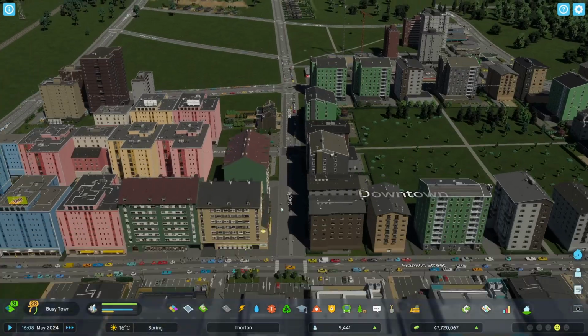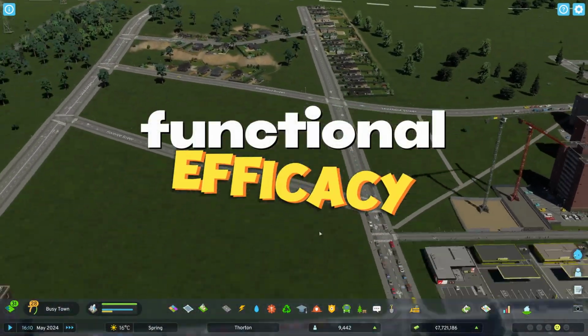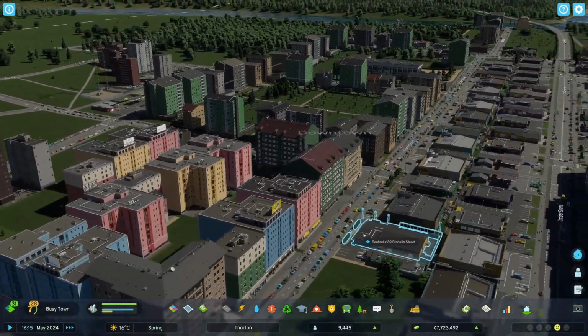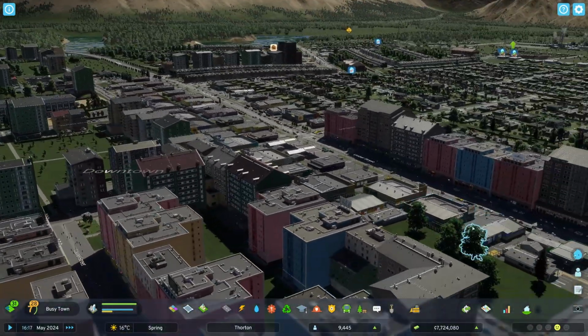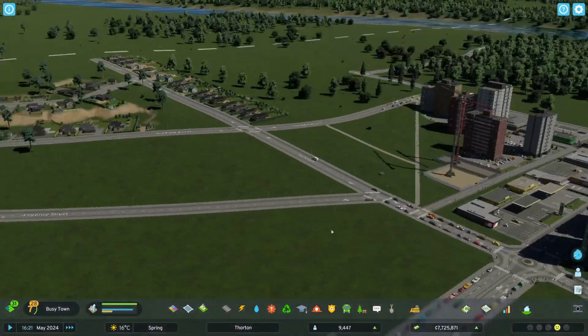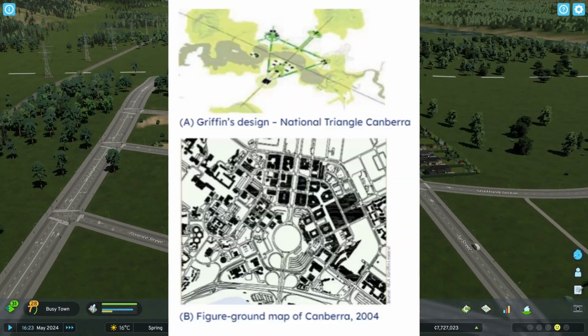The next principle is functional efficacy. Individual elements that constitute an urban structure such as blocks, neighborhoods, streets, open spaces, and public spaces function together to create an efficient urban structure. Look at this figure here.